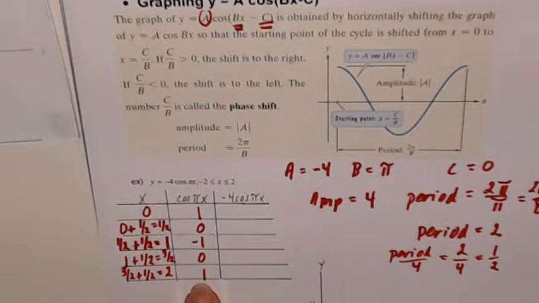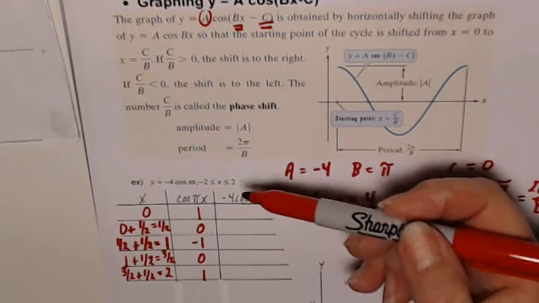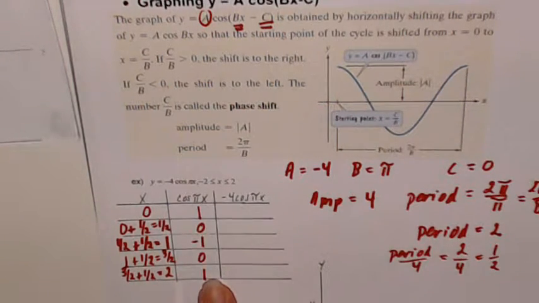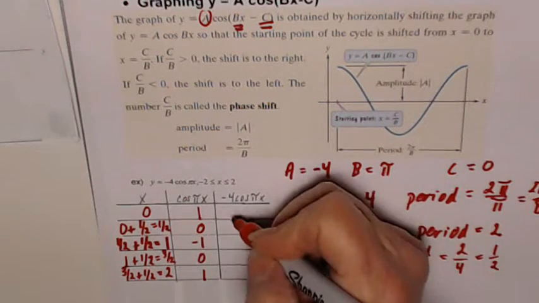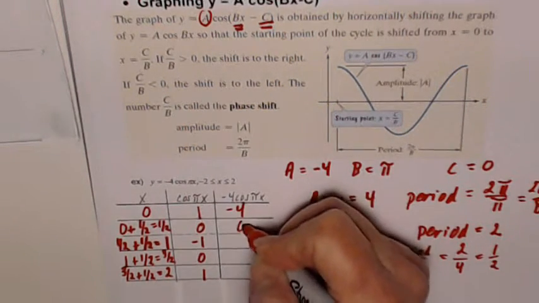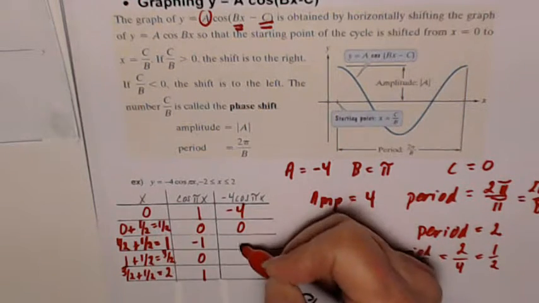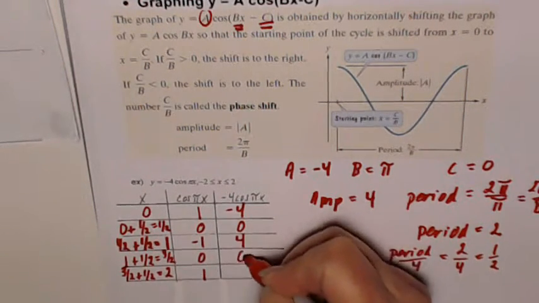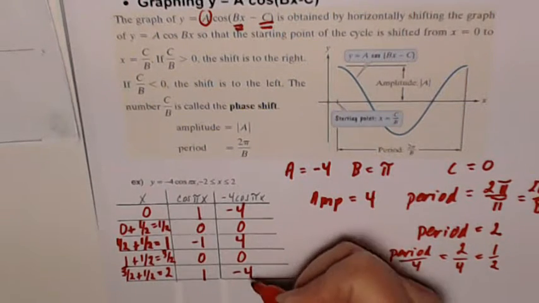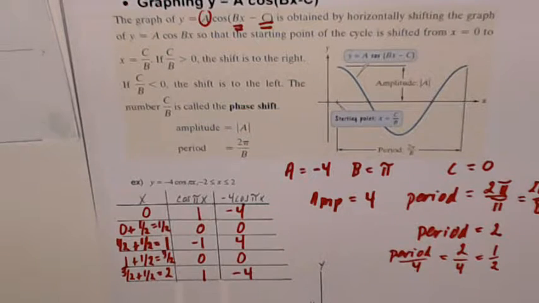These are our cosine values when we have an amplitude of just 1, but we don't. We have an amplitude of 4, and then we have a reflection. So to represent that, we're going to multiply each of our cosine values by -4. 1 times -4 is -4. 0 times -4 is 0. -1 times -4 is 4. Again, we have a 0. And last but not least, we have a -4. So now we have our 5 key angle values and our 5 key cosine values. So let's take a look at graphing this.